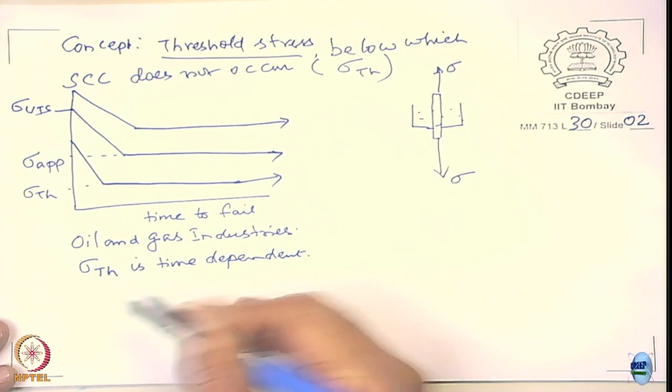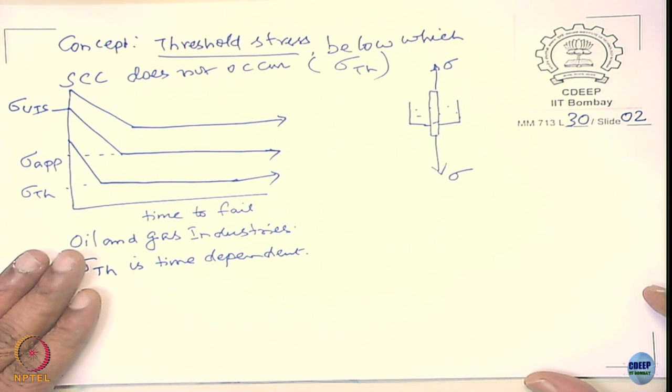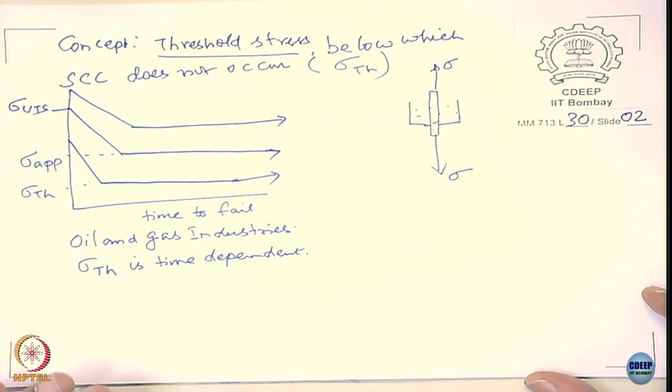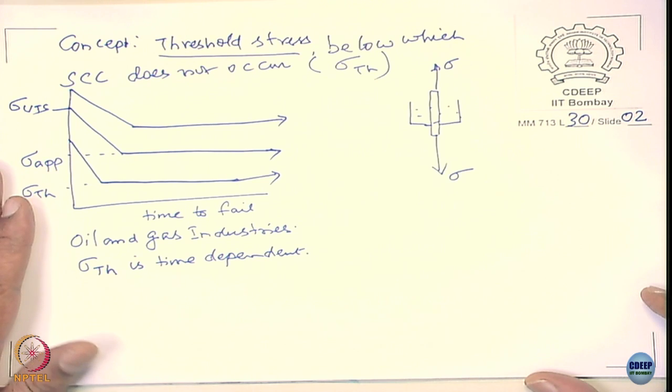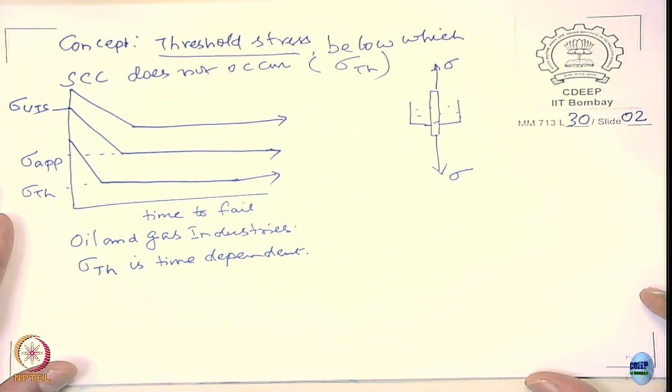So, this is not an ideal parameter, but it is used as an engineering parameter to determine applicability of a particular material, especially in the oil and gas industries. We will come back to this later, right. And this concept is not used in the nuclear industries, okay. And again, I will talk about it later. Why it is not used in the nuclear industries, but nevertheless in the literature, for lots of materials, people give this as a property.